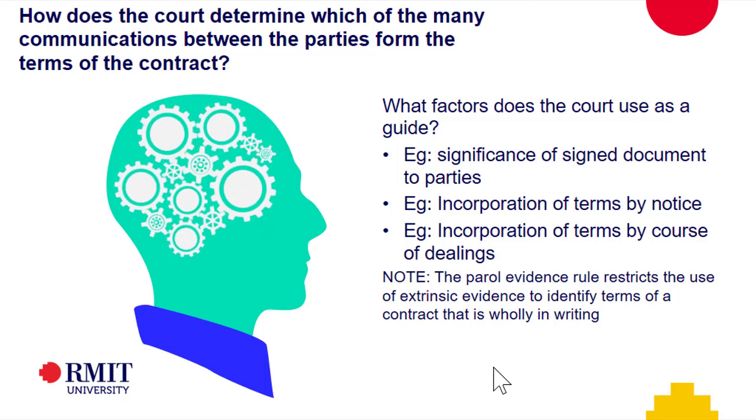So, what kind of factors does a court use to determine which communications form the basis of the contract? If we have a conversation, or two parties have a conversation, and they end up with a contract, how does the court work out which bits of the conversation are the contract and which bits aren't? And does it really matter? So that's the kind of inquiry that we're going to be making over the course of the rest of the day.